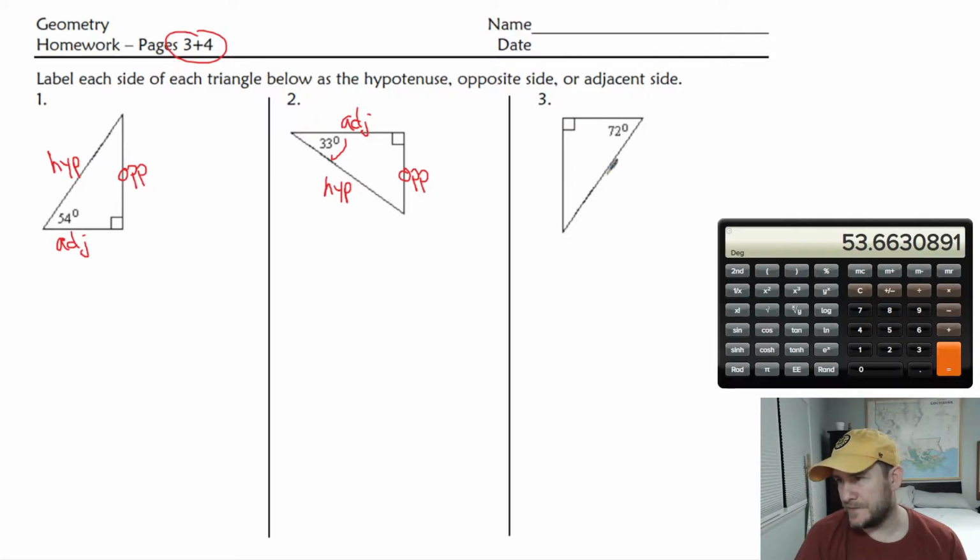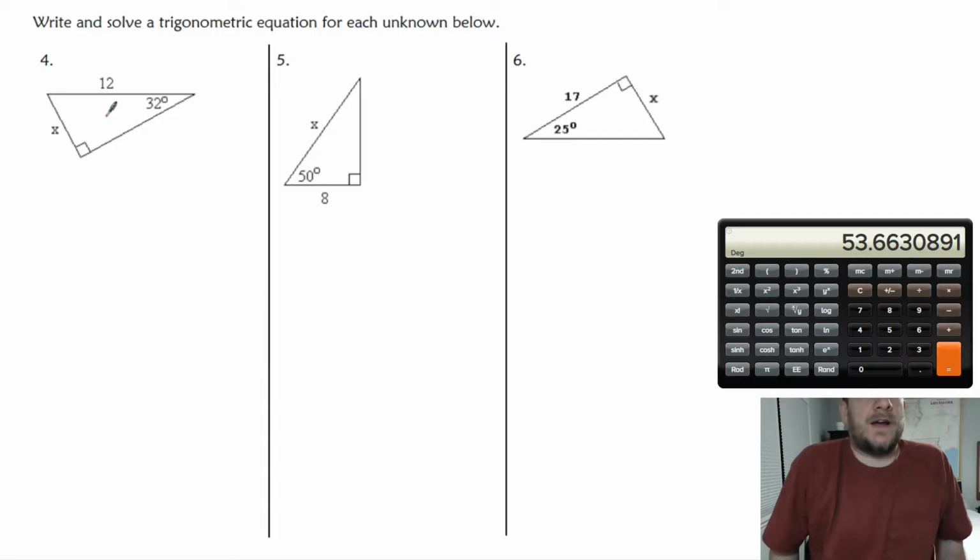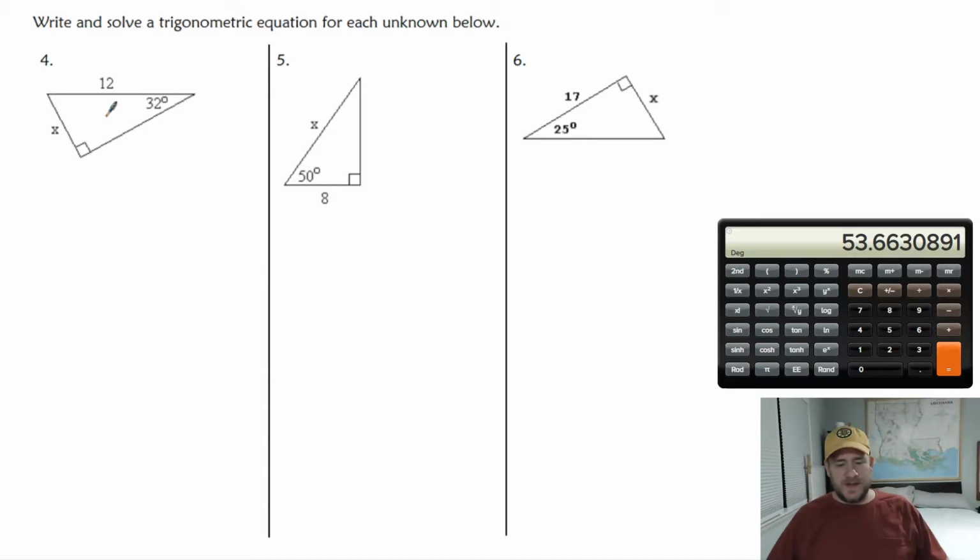And then here, across from 90, that's my hypotenuse. Across from the angle is opposite, of course, and this is adjacent. So those 3 questions are easy. You're just labeling sides. Now we get to the real deal. We have to actually solve for x. So for this, you've got to label your sides like we just did.